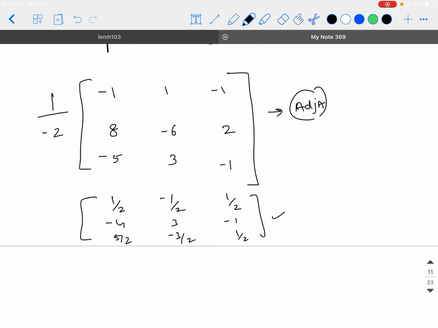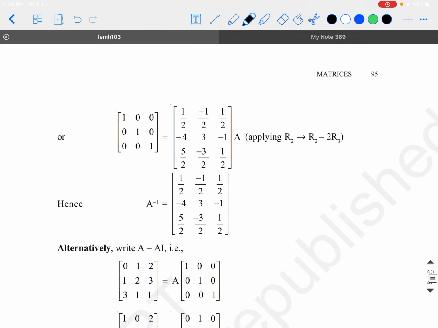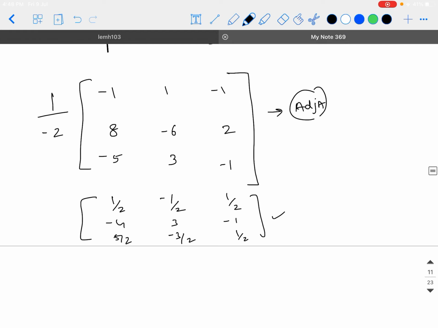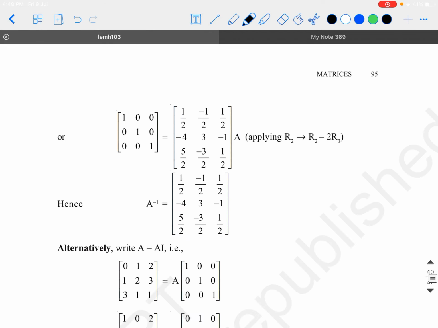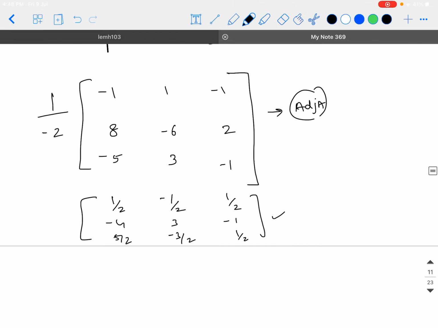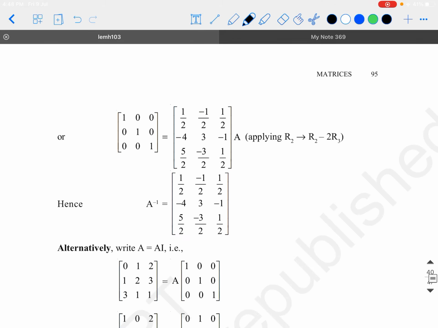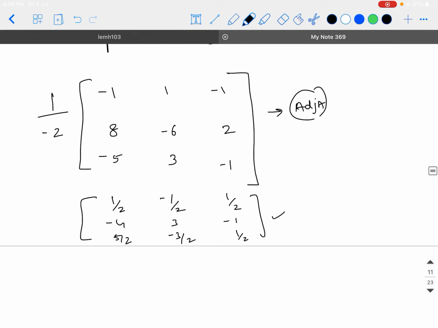Trust me, since I've explained this, it took so much time, but if you practice 4-5 problems, you will be able to do it faster. Okay, let's verify whether this answer is right or not. Half, minus half in the first row, then minus 4, 3, minus 1, then you have 5 by 2, minus 3 by 2 and half. So this is a shortcut to find the inverse of a given matrix in just 2 or 3 steps. Practice them so that you're able to do well in the exam.